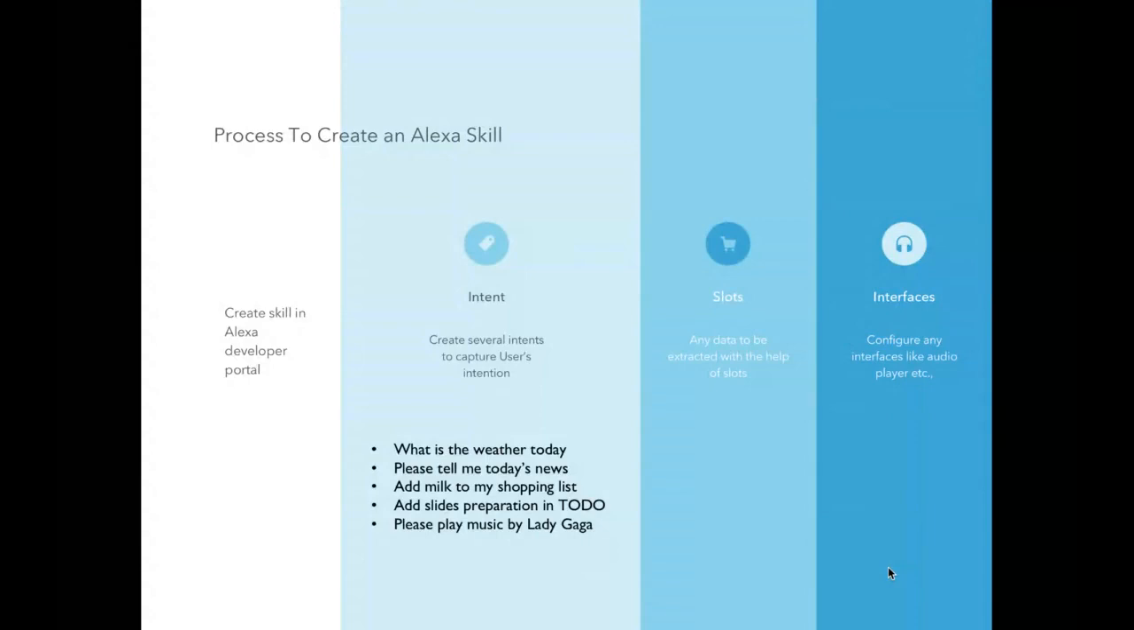Our Alexa service will try to understand what the intent is. It tries to map to a specific intent, and then it tries to extract some data that is important for the skill to work. As you can see, what is the weather is an intent, tell me the news is an intent, add to my shopping list is an intent, adding to a to-do is an intent, and play music is also an intent.